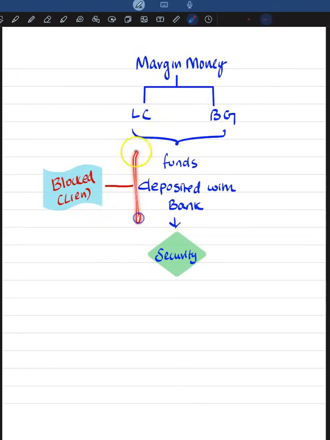So when funds are deposited by the borrower with the bank as margin money, those deposits will be blocked. It means a lien will be marked. It means they are not available for any other business use. So let me also show how these deposits are going to be presented in the financial statements.